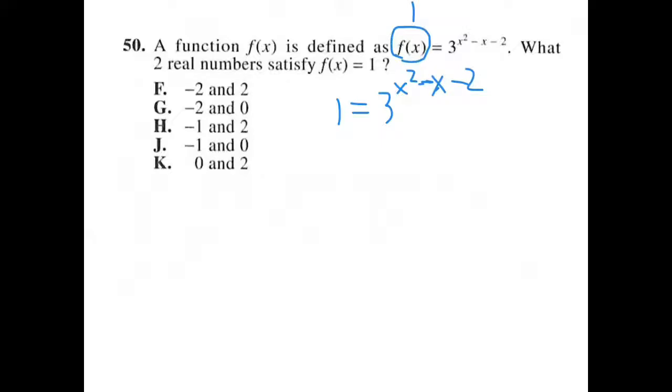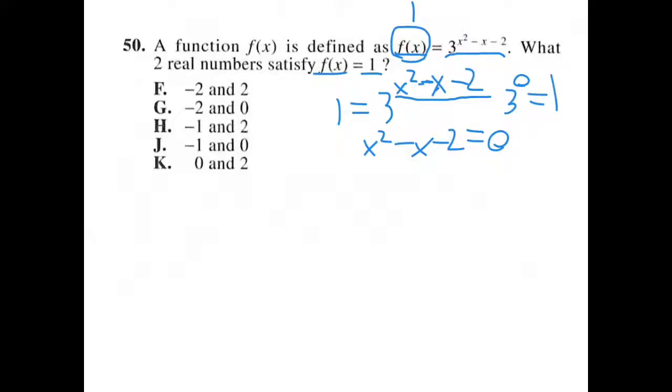Right, because if f of x is equal to 1 and f of x is equal to 3 to the x squared minus x minus 2, then these two should be equal to each other. Okay, now the next step is, right, 3 to the x squared minus x minus 2. What do we need this to equal? Well, in order for a number to a power to equal 1, that power has to be 0. So that means that x squared minus x minus 2 has to be 0, right? Because if we had 3 to the 0th power, it would equal 1, and that's what we want.